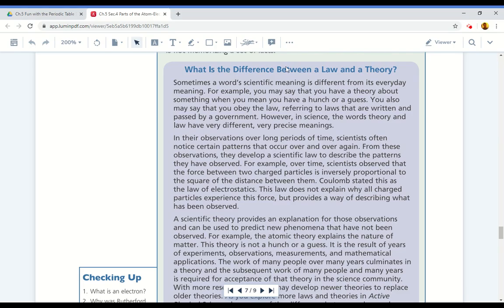What is the difference between law and theory? Sometimes a word's scientific meaning is different from its everyday meaning. For example, you may say that you have a theory about something when you mean you have a hunch or a guess. You also may say that you obey the law, referring to laws that are written and passed by a government. However, in science, the words theory and law have very different, very precise meanings.